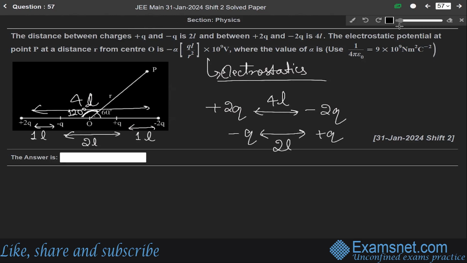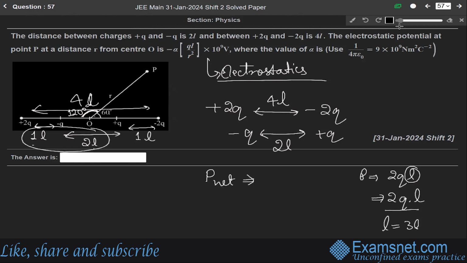For this system, the net dipole moment will be, the definition of dipole moment is what? 2QL, means twice the charge into L, the length or distance between the two opposite polarity charges. So here L is what? 3L, 2L plus 1 is 3L. Here L is 3L, so we get P net equals 2Q into 3L. So it will be 6QL, P net.